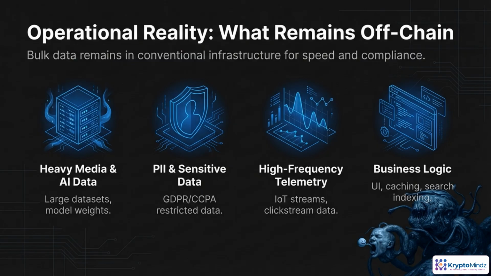In real systems, most data never touches a blockchain. Heavy media, AI datasets, and model weights stay in object stores. Personally identifiable and regulated data usually lives in hardened, compliant databases. High-frequency telemetry is handled by streaming and analytics pipelines. And core business logic, UI state, caching, and search run on conventional services, with only key integrity checkpoints anchored on-chain.